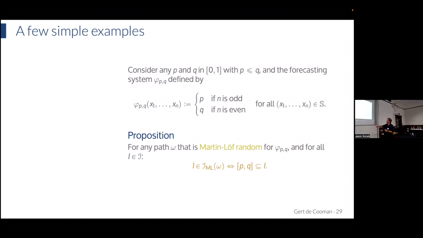unless my forecast is imprecise. So the idea is I can replace a non-stationary forecast, a changing forecast, by a constant forecast and maintain randomness. But in order to do that, I must allow for imprecision.